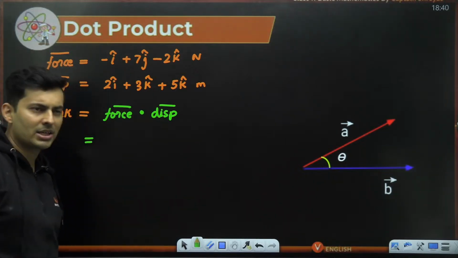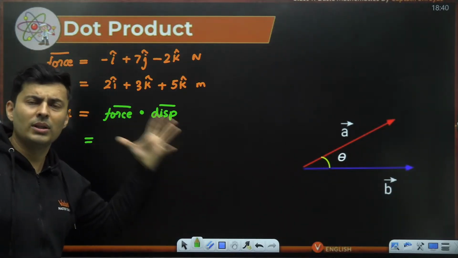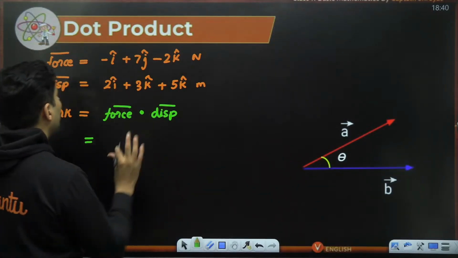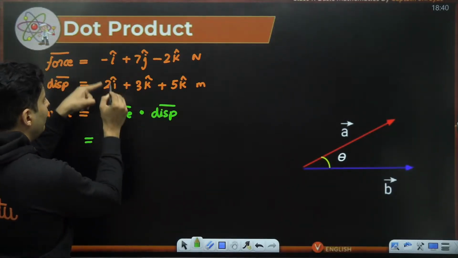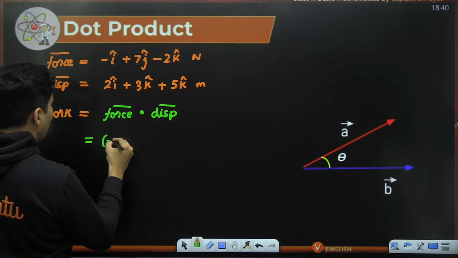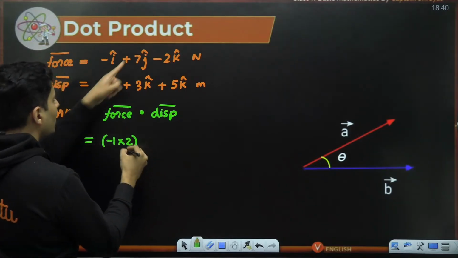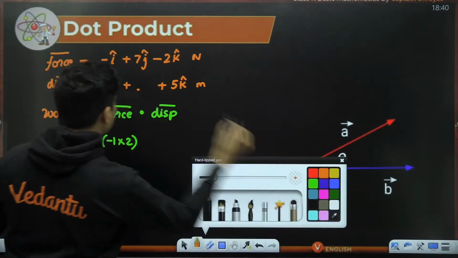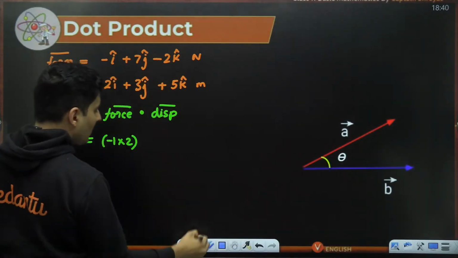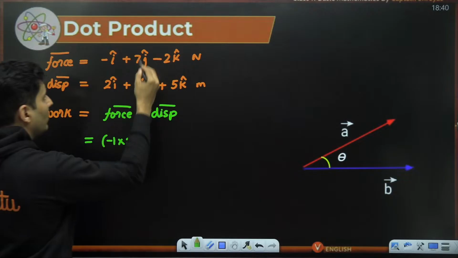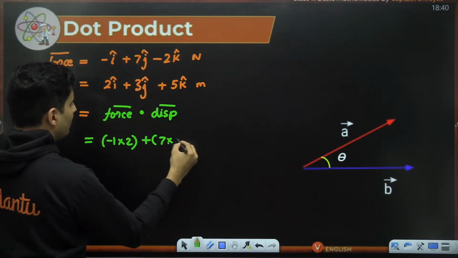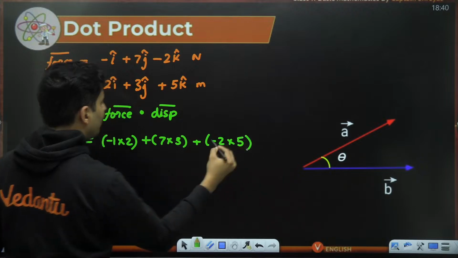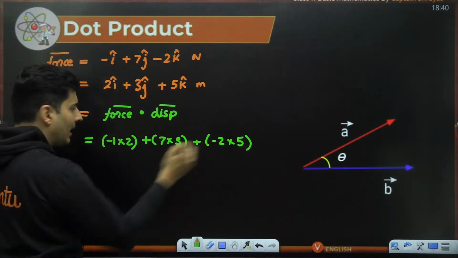If you have not yet read work chapter, don't worry, just take it as a rule, or just take it as an assumption or the truth. What will you do? I will multiply with i, so it will be basically minus 1 multiplied by 2. j will multiply with, sorry, I wrote k cap over here, my bad. This should be 3j cap. j will multiply with j only, so it will be nothing but 7 multiplied by 3. Lastly, you will have minus 2 multiplied by 5. Anything else cannot multiply, the answer will be 0.